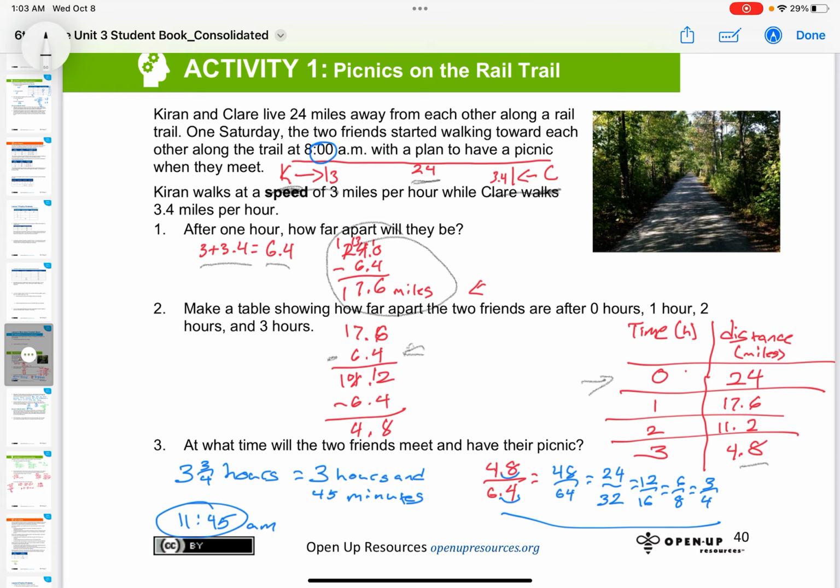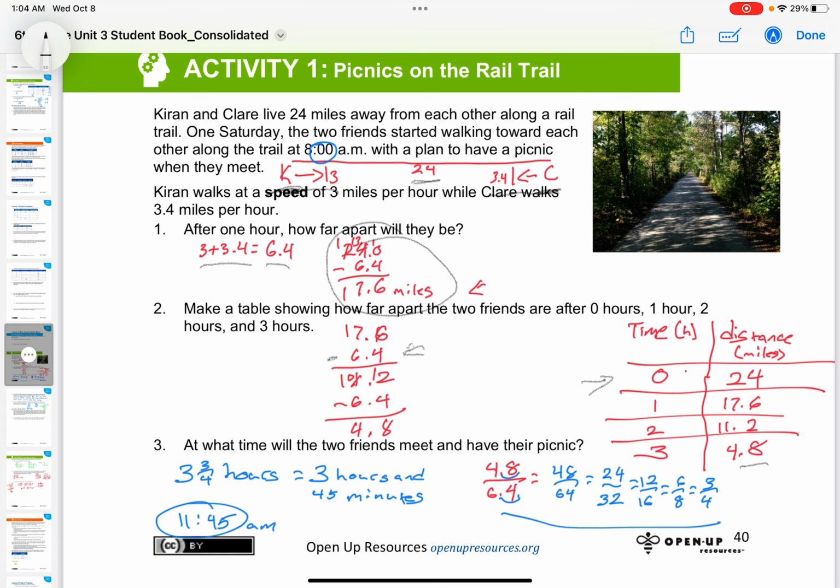Then it asks, at what time will the two friends meet for their picnic? Well, we know that they're 4.8 miles apart. We know that it's going to be less than 4 hours, because if they could do another 6.4 miles, so another hour, then they will have passed each other. So it's going to be less than another hour. So we put this distance over the 6.4 that we know they cover in an hour. And so we have a fraction.